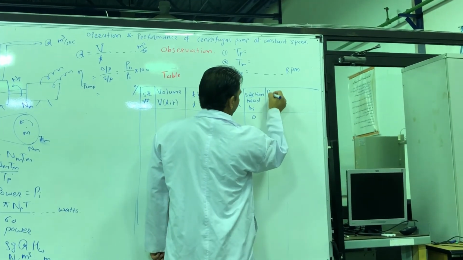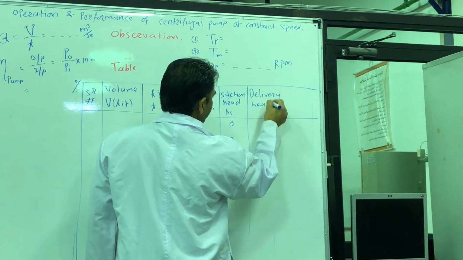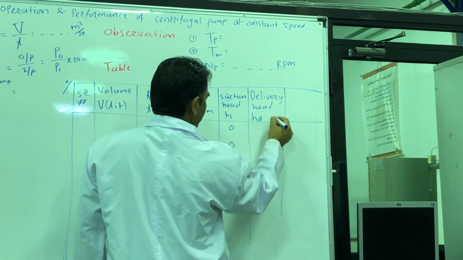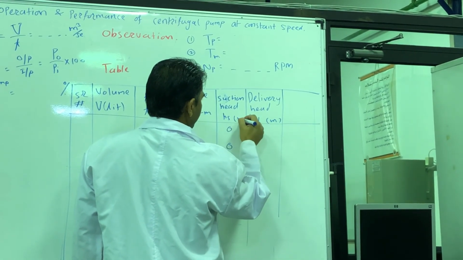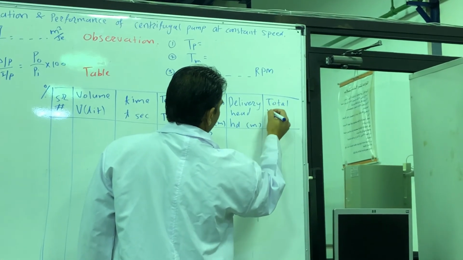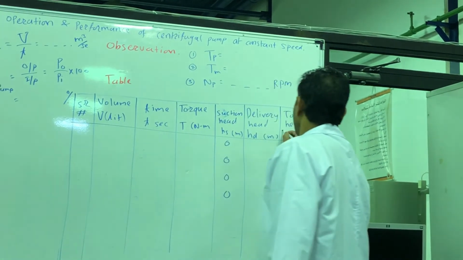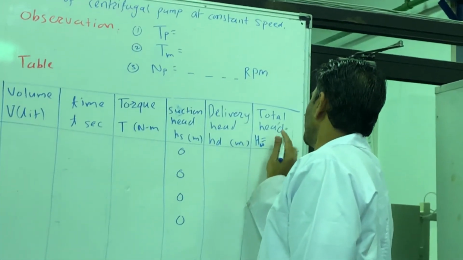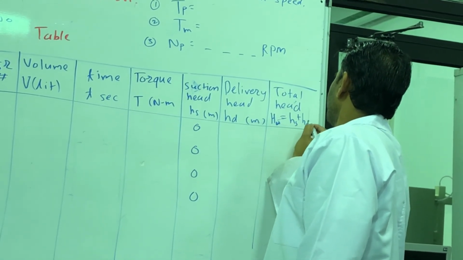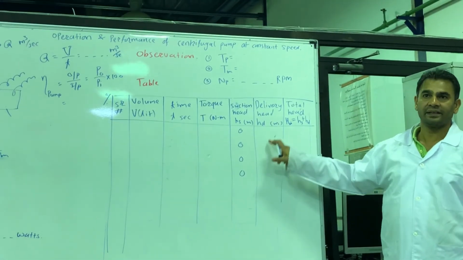Then delivery head, HD. It is in meter, already given. And total head. Teacher, HG? One minute. Total head H is equal to HW is equal to HS plus HD. Okay, so this we need to measure.